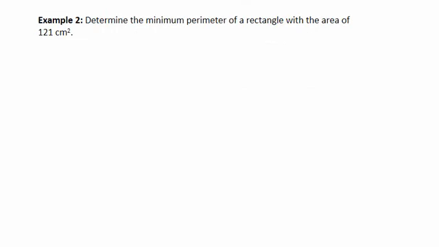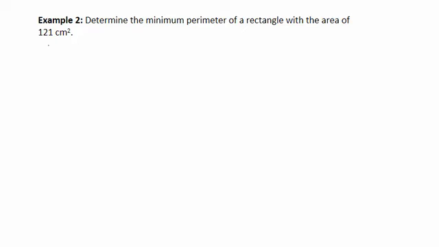Taking a look at example 2, it states determine the minimum perimeter of a rectangle with the area of 121 centimeters squared. So we'll use the same approach as before. So we'll use this area in the area formula to find our value for S, the side length, and then we'll plug that value for the side length into the perimeter formula to come up with the perimeter.